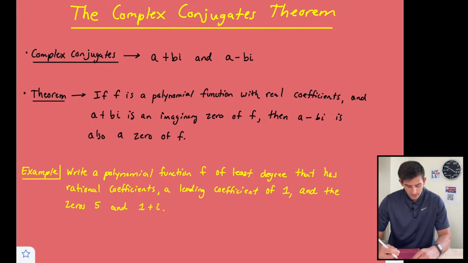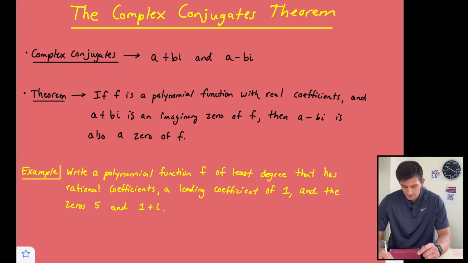First of all, at the top we see what complex conjugates are: a plus bi and a minus bi. Notice the difference there. One's plus and one's minus, and we have our imaginary number in there, bi. That's what makes it complex. Okay, so let's see what the theorem states.